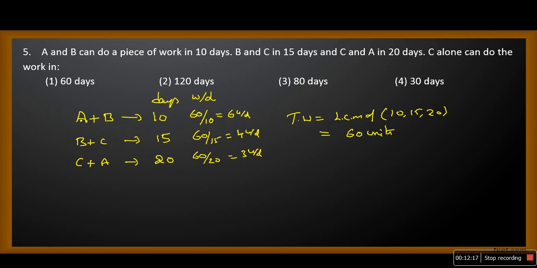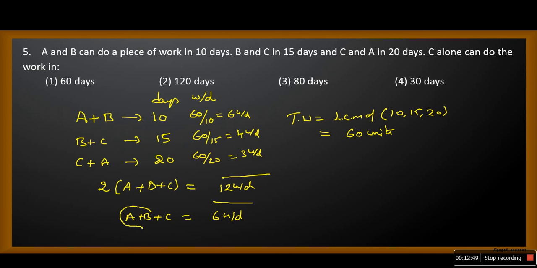Look at here, A is 2 times, B is 2 times and C is 2 times. With 2 times the efficiency of A, B and C, they are doing how many units per day? 12 units per day. With 1 time efficiency of A, B and C, they will do how many units? 6 units per day. Look at the question carefully. C alone can do the work. Now if C alone does, how many days will it take? Simple. A and B together are doing how many units per day?